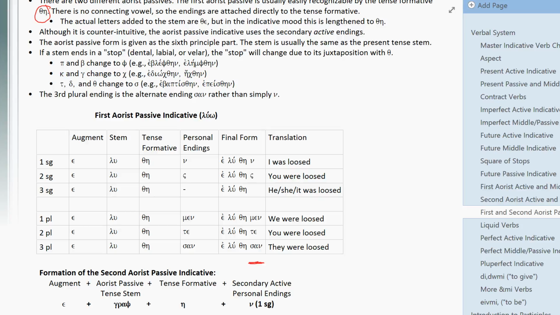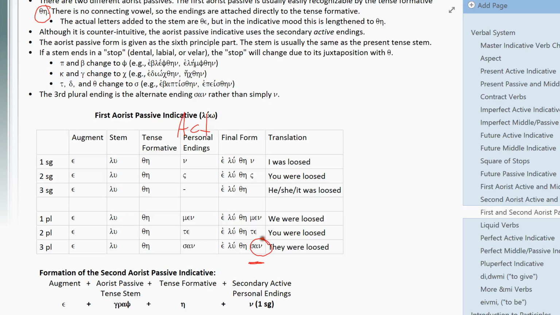So let's look at the paradigm. You see the augment. This is the aorist passive tense stem, which for luo is just lu, like normal. Tense formative theta eta, and the secondary active personal endings. Active. Now the final forms, we can say it a couple times. You can say it with me if you want. Eleuthane, eleuthase, eleuthe, eleuthamen, eleuthete, eleuthason. Say it again. Eleuthane, eleuthase, eleuthe, eleuthamen, eleuthete, eleuthason.